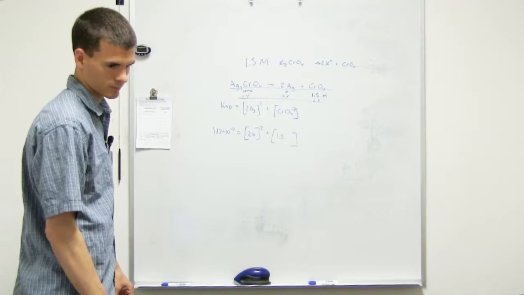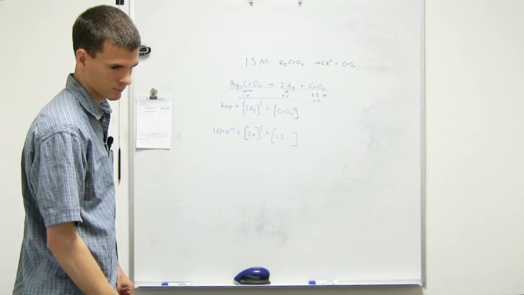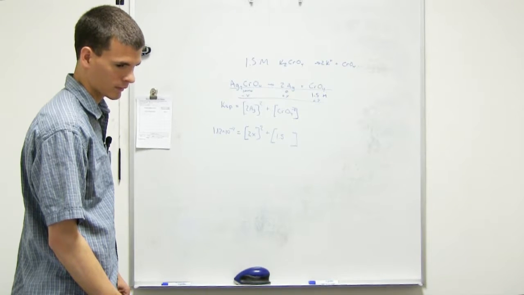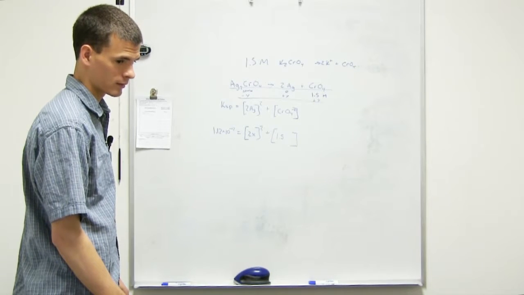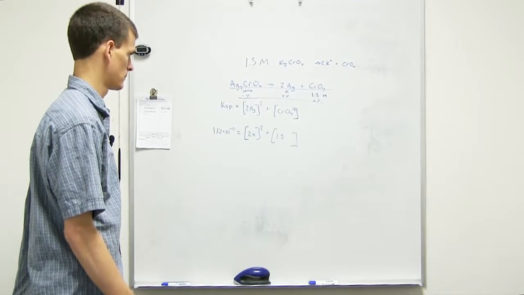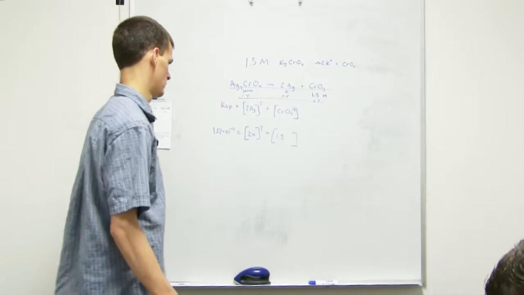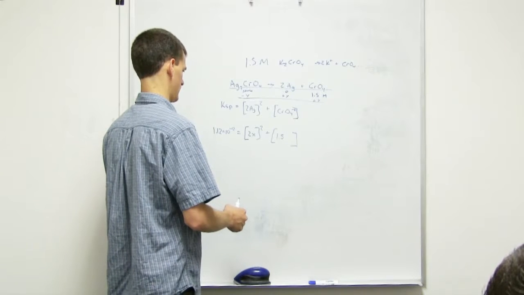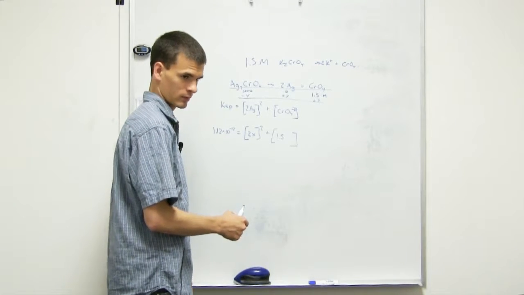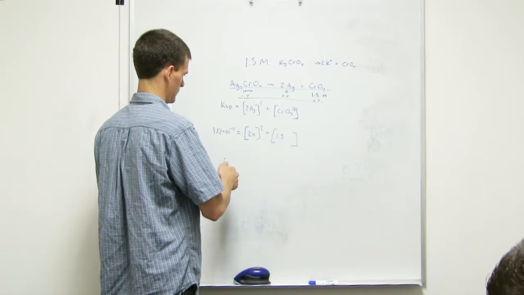So you're basically always going to use the Ksp equals the two different things. You base it off of that formula, and you're just going to solve it, correct? Yeah. I like it though. So if I get a 2x squared plus a 1.5.